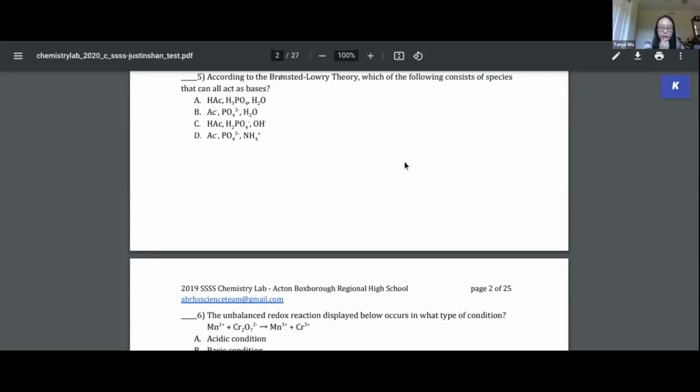So Bronsted-Lowry is the one where one is the proton donor and then one is the proton acceptor. And the conjugate base is okay. So HAc, that would be the proton donor because you can tell it has that hydrogen ion. So therefore HAc cannot be a base. Ac minus can be a base because it accepts the proton and then becomes HAc.